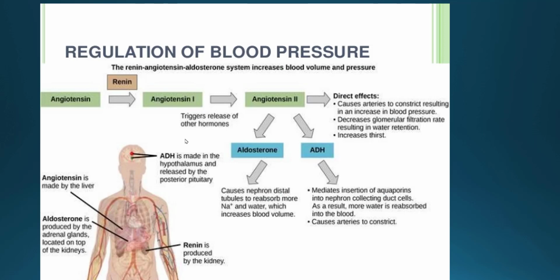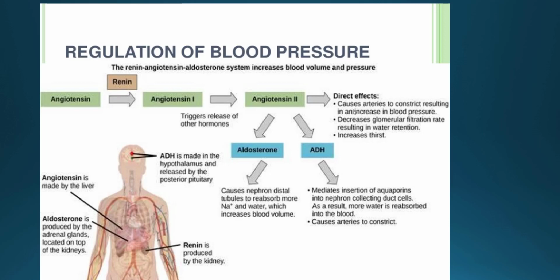The renin, angiotensin, aldosterone system increases blood volume and pressure. Angiotensinogen is made in the liver, and renin is secreted by the kidney. When renin acts on it, the angiotensinogen is converted into angiotensin 1. Then angiotensin 1 is converted in the lung into angiotensin 2. Angiotensin 2 has direct and indirect effects on the vessels and on the blood pressure.